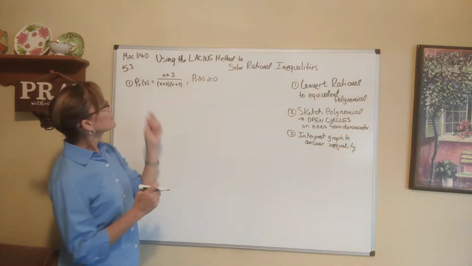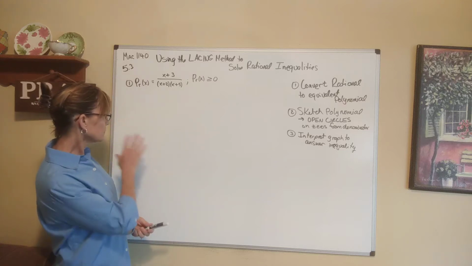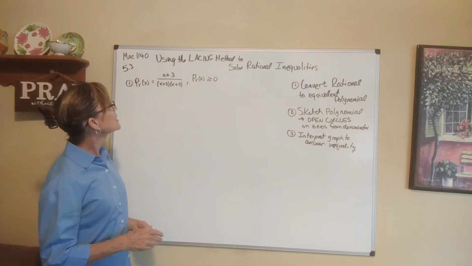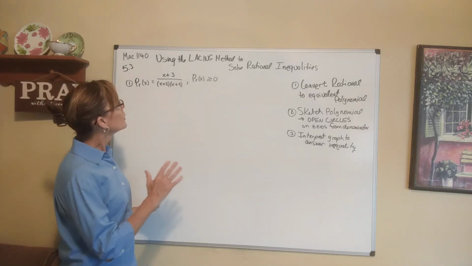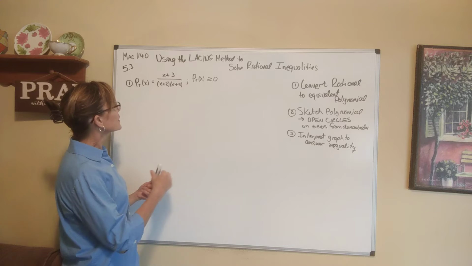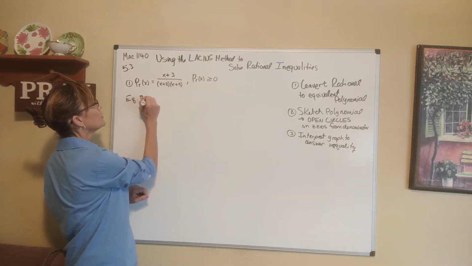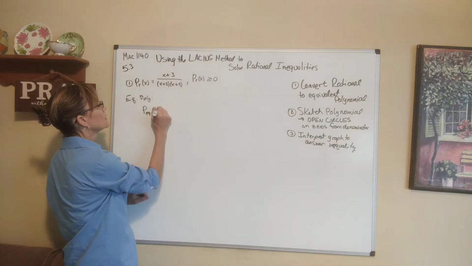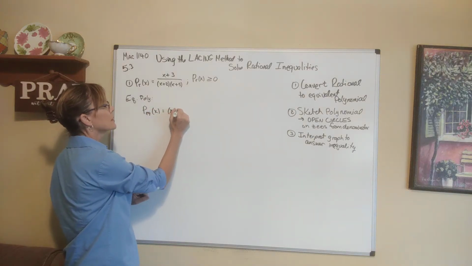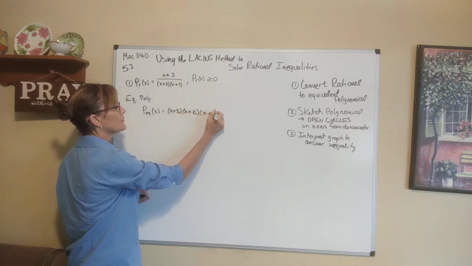The first one that we're given, and again you have a worksheet to follow along with me, is P(x) = (x + 3) / ((x + 2)(x + 5)). We will convert this to its equivalent. Here's its equivalent polynomial: P equivalent would be (x + 3)(x + 2)(x + 5).